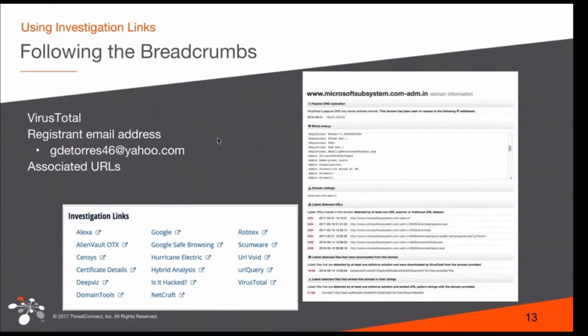That was a bit intriguing, so I made a note and continued on. Then I decided to check out VirusTotal to see what it had on the suspicious host. VirusTotal tells us that the com-adm.in domain was registered by this gdetorres46@yahoo.com email address. It also shows several URLs in the domain that were identified as malicious, as well as a couple of likely malicious files associated with that host. To keep track of my work and to make sure that I don't forget any information that I found, I added the registered email address and the IP address to ThreatConnect.